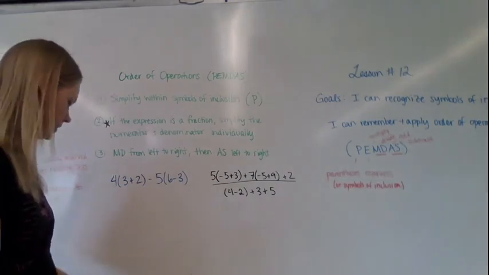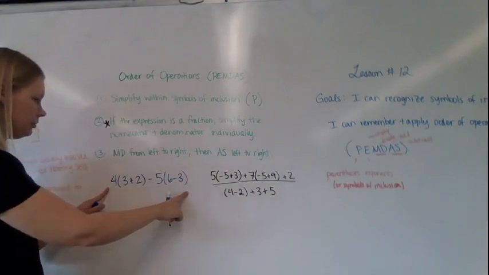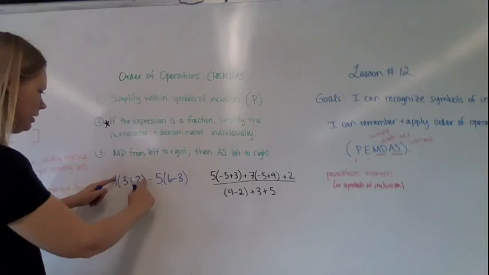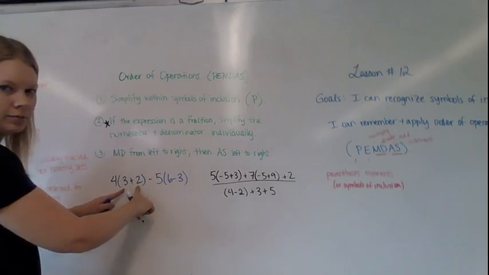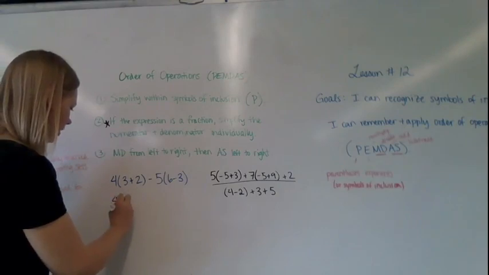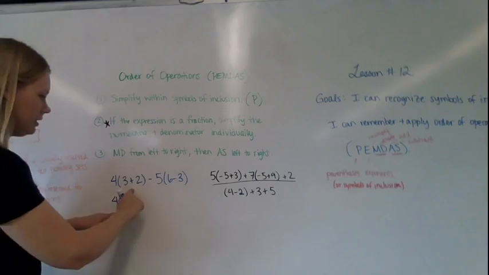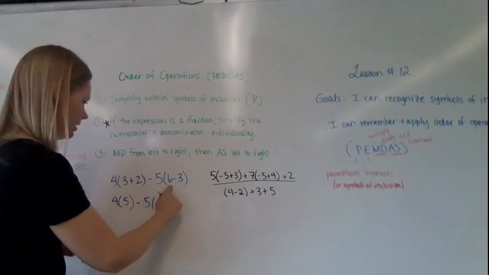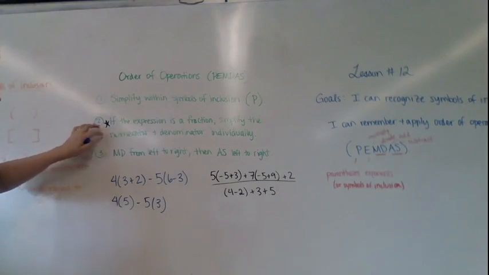So a couple of examples so we can see how this works in practice. I'm going to start with this example in blue here. Step 1 is to simplify within symbols of inclusion, so within parentheses. So for example, within these parentheses, I have 3 plus 2. So I'm going to solve 3 plus 2, which is 5. And I'm going to rewrite this as 4, keep the parentheses. But now I've simplified what is inside the parentheses. And I'm going to do that over here as well. So I'll copy the minus 5 parentheses. 6 minus 3 is 3. This is not a fraction, so I can skip step 2.